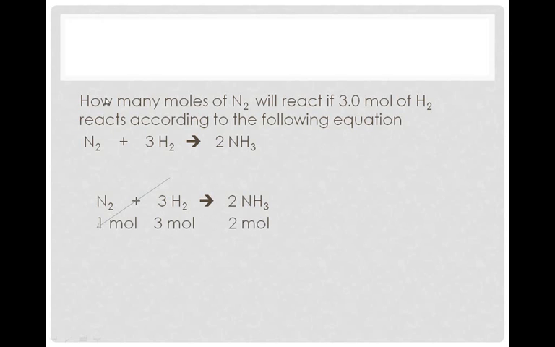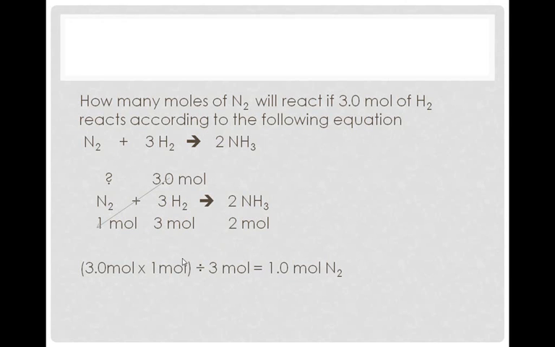Remember, the question says how many moles of N2. So I'm going to put a question mark over N2, and it says will react if 3 moles of H2 reacts. So I'm going to put the 3 over the H2. So the question mark goes over the N2, the 3 goes over the H2, and now we do the same thing. Take the 3 moles that are given and multiply it times the N2, and then we divide it by the 3. So we're going to take 3 moles given, multiply it times 1 mole of N2, divided by the 3 moles, and see that we get 1 mole of N2.